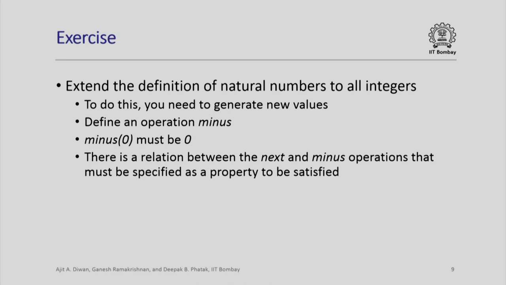And there is a relation between the next operation and the minus operation that must be satisfied. So if you want to precisely define the set of integers, there is a relation between the next operation and the minus operation. What is that? Try to think over it, and we will see next time how that can be used. So a minus operation is not completely independent of the next operation. For it to define actually the integer minus i, you need to ensure that it satisfies some properties. So what exactly is the property that it must satisfy?